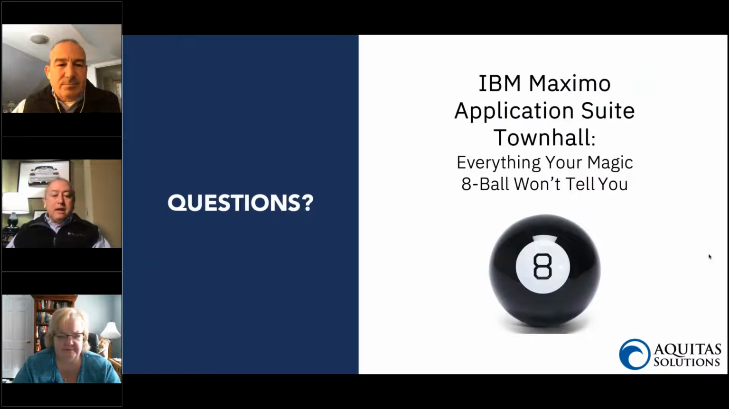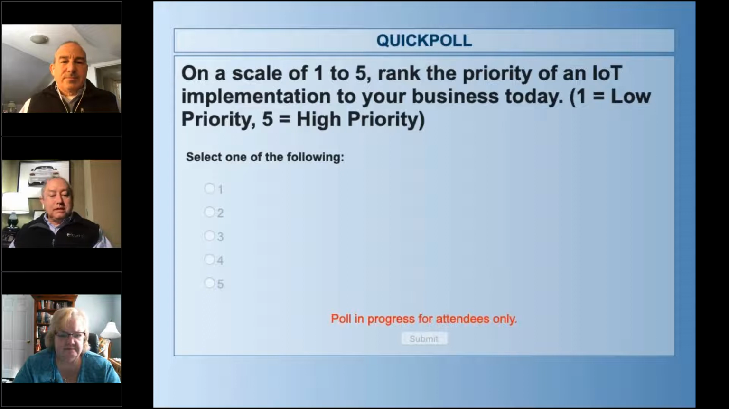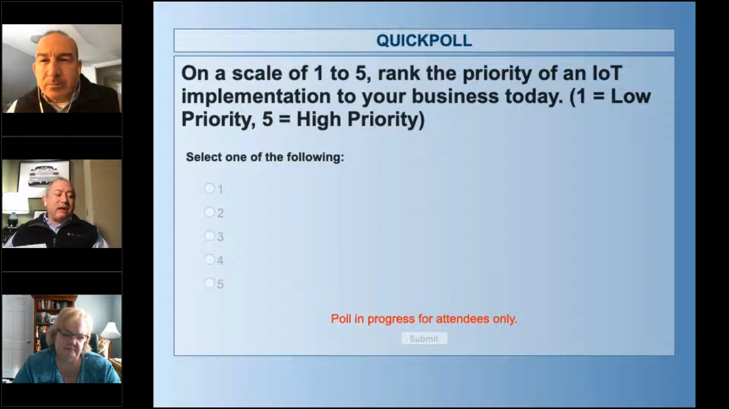So let's do one more poll, Rachel, and then we'll get into some of the questions here while I queue those up. On a scale of 1 to 5, rank the priority of an IoT implementation to your business today. The reason we're doing this is Dave talked about the journey. Manage is the core piece, but all those other pieces are really IoT related. If you could put that in and see where everybody sits, that sets the foundation for some of these other questions.